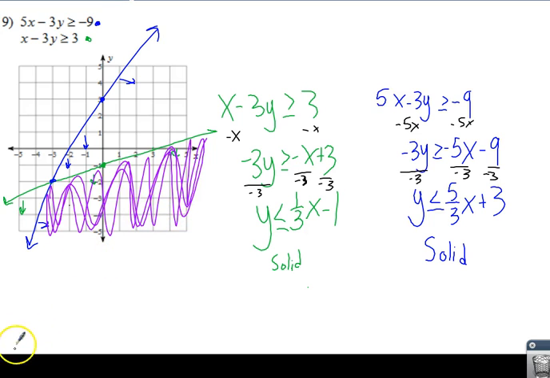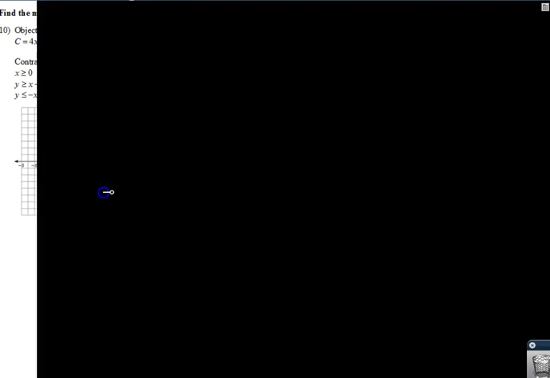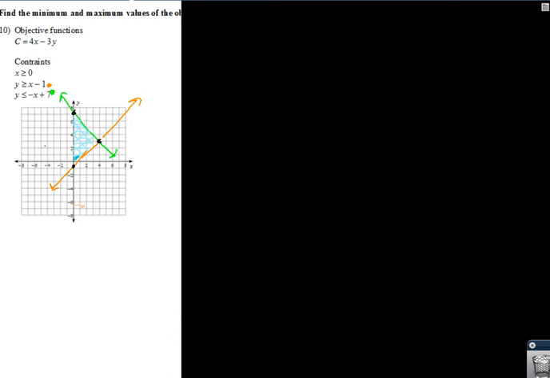All right, moving on. Now for this next problem, here is my graph. So you see, now why did I not graph this constraint?